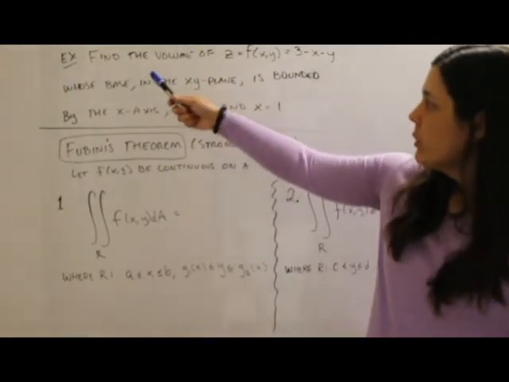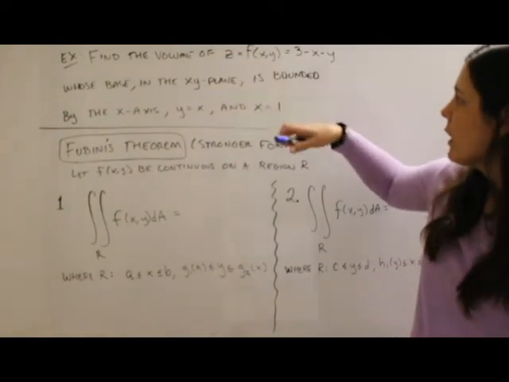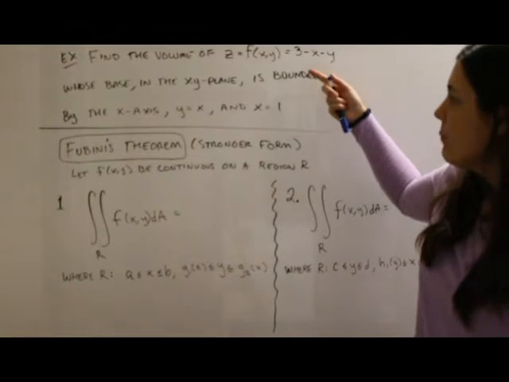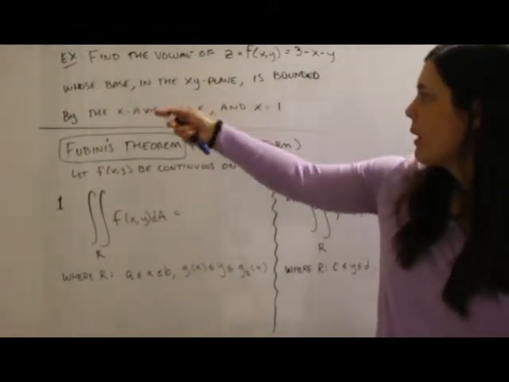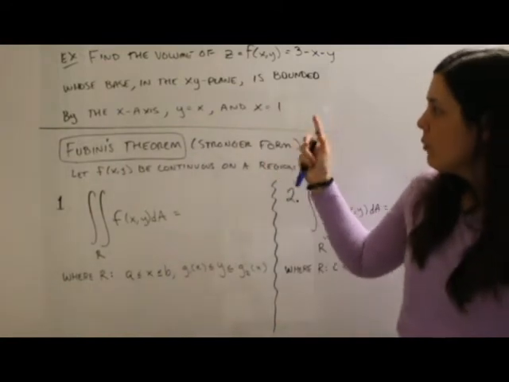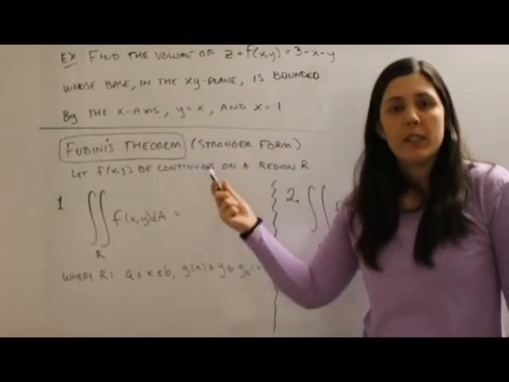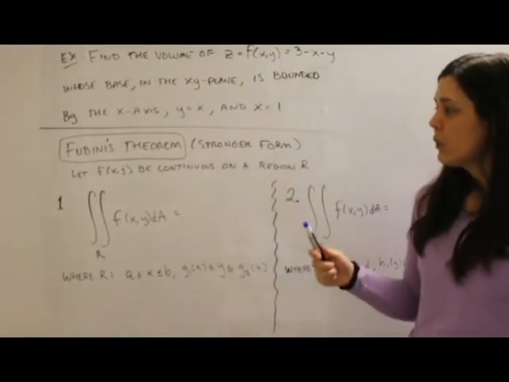So the example is going to be to find the volume of z, which is a function of x and y, given that it equals 3 minus x minus y, and then its base, which is in the xy plane, has these boundaries that are given. Now, before we get into this example, we learned Fubini's theorem already in the previous section, but this is a stronger form of it, and we can use this in this example.